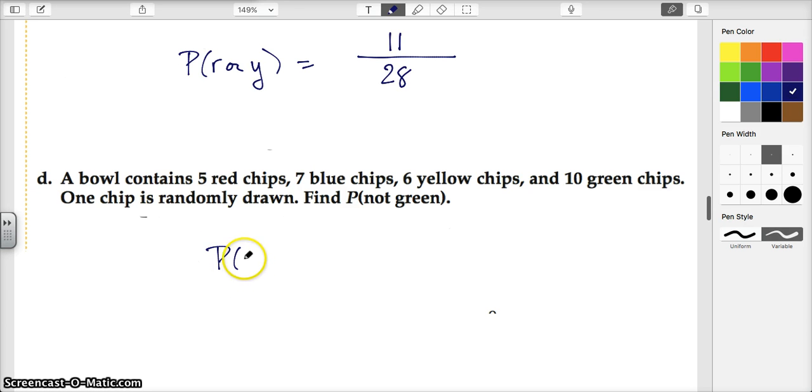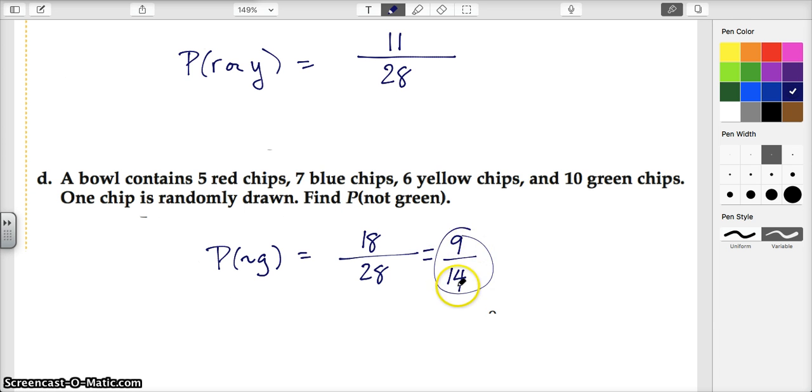So the probability of not green, negation green, not green, is going to be, well, what are all the possibilities? We see that there are 10 green chips, and we know that in total, the whole possible is 28 chips. So if there's 10 green chips, then if I subtract 28 minus 10, I know that there's 18 other things that can occur and not get green. And so the probability of not green is 18 out of 28. I can reduce that to 9 out of 14. And that's my final answer.